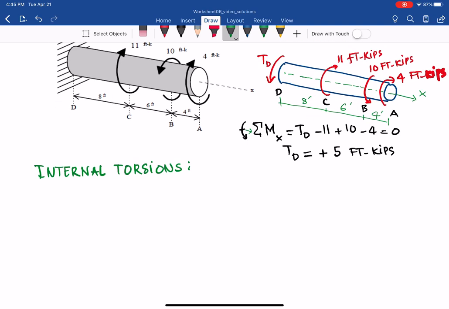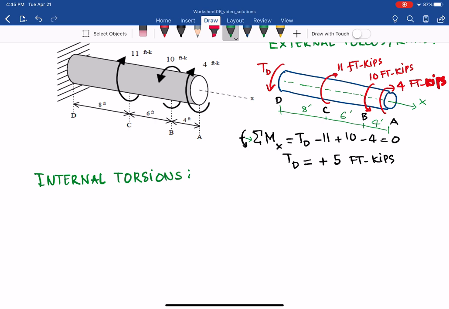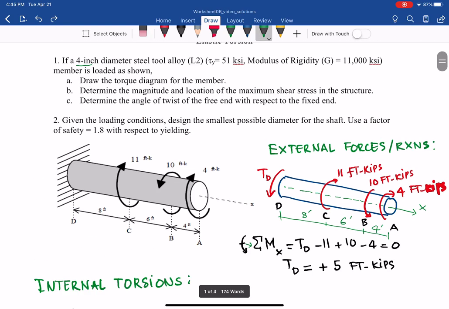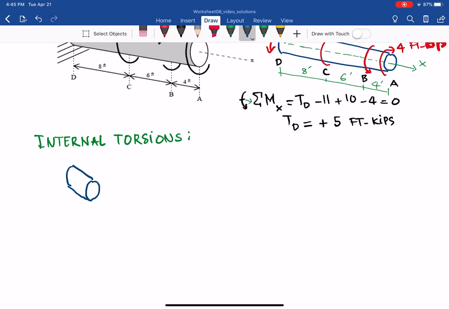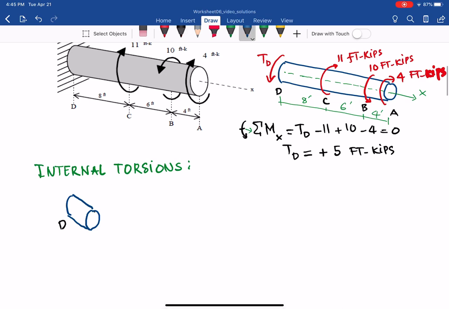For the internal torsion, we first cut through member DC. We have that member here, cut between point D and point C, somewhere in the middle, and we have the torsion TD already, which is 5 foot-kips. We want to find the internal torsion in segment DC, TDC.